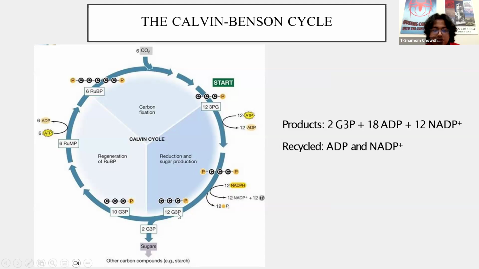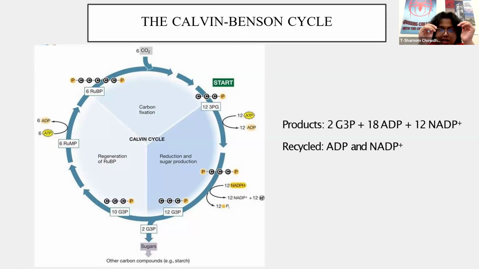12 3PG turns into 12 G3P. Out of that 12 G3P, 2 of those are used to create more sugar, while the other 10 G3P is used to regenerate Ru-MP, which then turns into Ru-BP and continues the cycle.